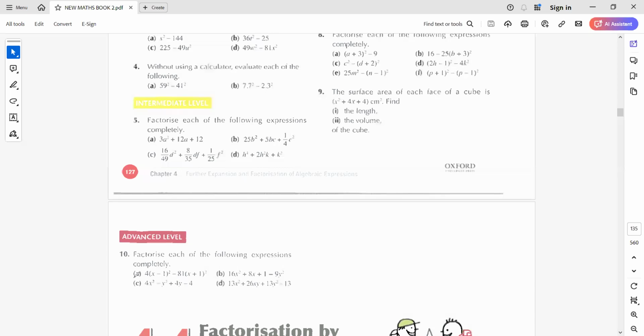Question number 10, part A from exercise 4C, D2 7th edition. We can observe that 4 times x minus 1 whole squared minus 81 times x plus 1 whole squared. If you see, this 4 is a perfect square of 2. Similarly, the coefficient of the second term, which is 81, is a perfect square of 9.